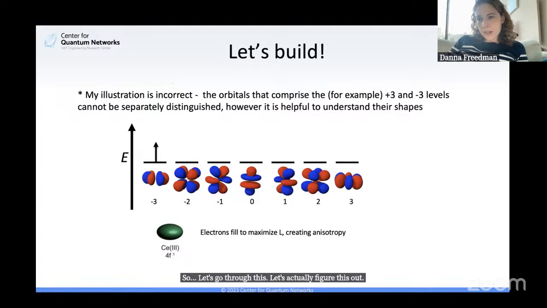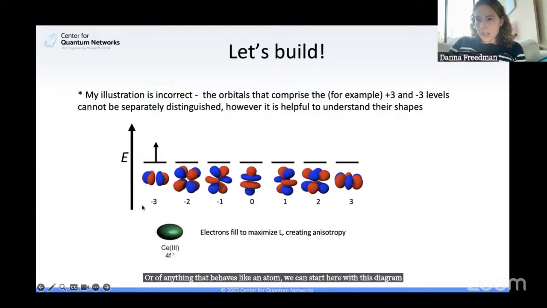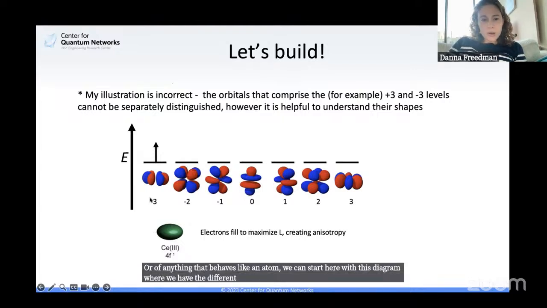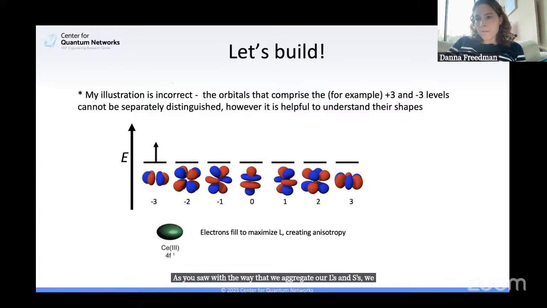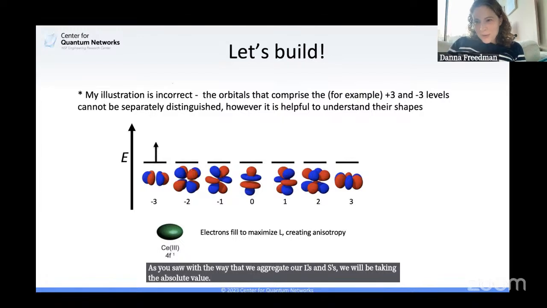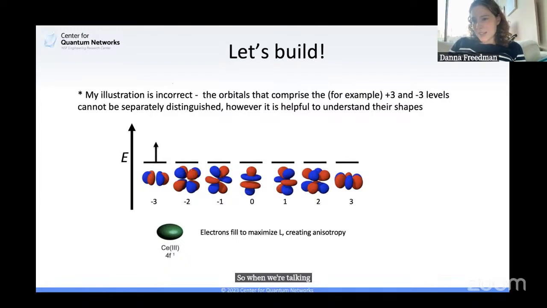If we want to figure out the highest magnetic moment of a lanthanide, or of anything that behaves like an atom, we can start here with this diagram where we have the different orbital moments written out for the spins: -3, -2, -1, 0, 1, 2, 3. As you saw with the way that we aggregate our L's and S's, we will be taking the absolute value. So when we're talking about something that behaves like an atom, what will the highest magnetic moment correspond to, S or J?